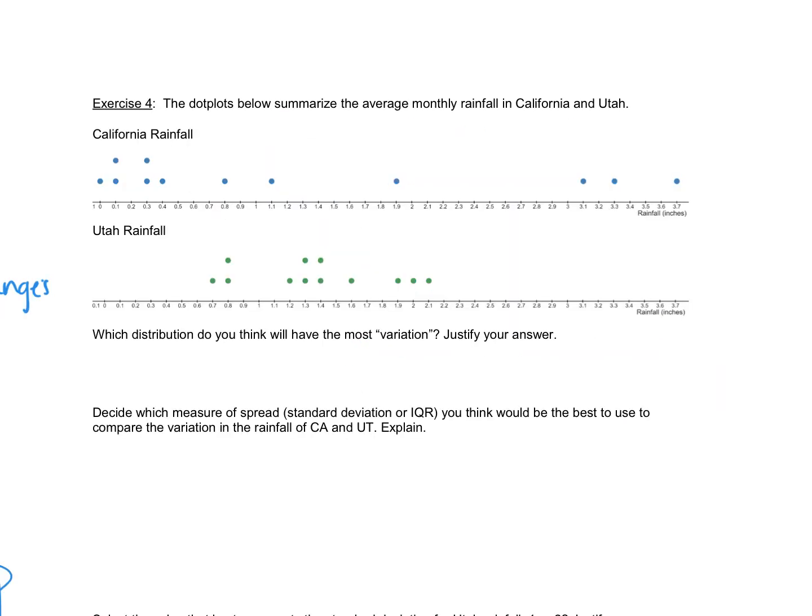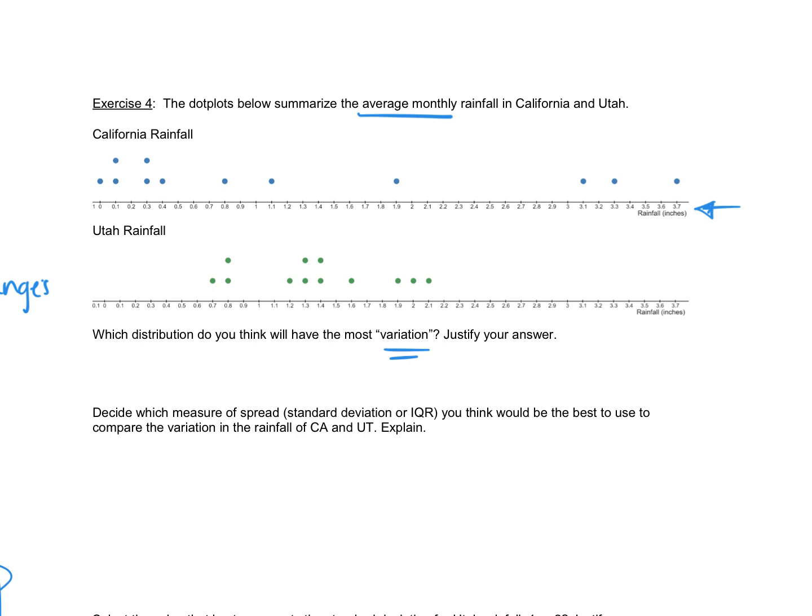All right. For our last example here, we're going to go back to those dot plots. We have some California rainfall shown here and Utah rainfall, and the dots are each month because we're looking at the average monthly rainfall. And so you can see that it's looking at the total inches, and you can see each dot. Again, there should be 12 of them. So looking at this, which one do you think has the most variation or most spread?